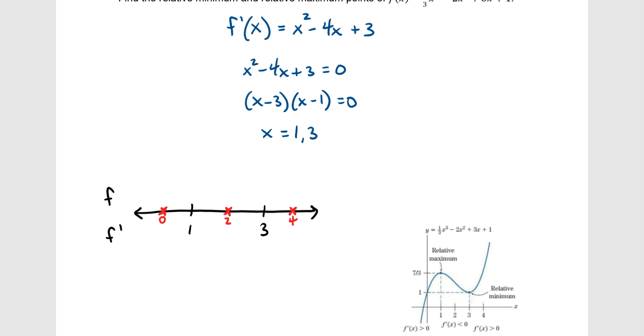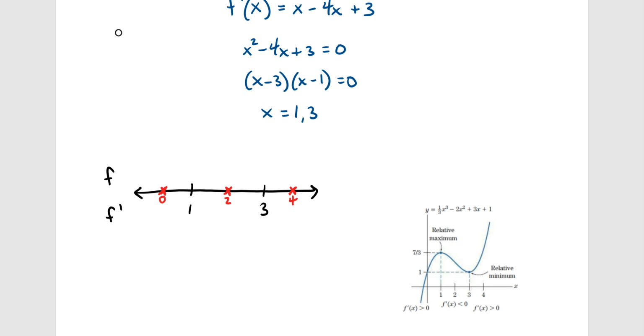So f prime is x squared minus 4x plus 3. So we're going to evaluate f prime of 0, which is 0 squared minus 4 times 0 plus 3, which is 3, which is positive. We don't care what the actual value is. We just care if it's positive or negative. Since it is positive, I put a little plus by the f prime on the bottom. That means f is increasing.